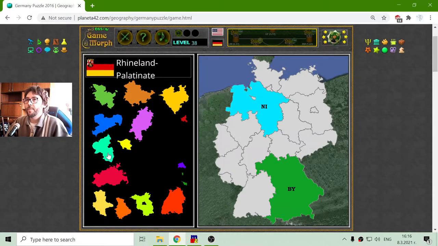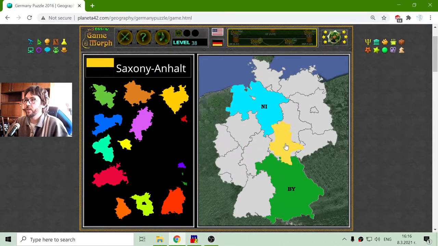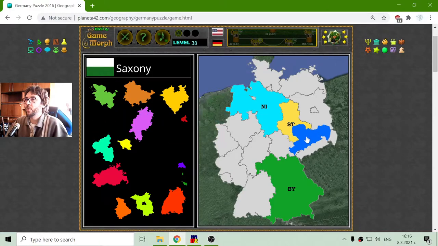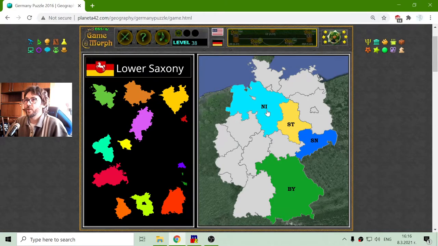And while I'm there, I will place Saxony-Anhalt. ST. And finally, the original Saxony, SN. Those are the three Saxonies.